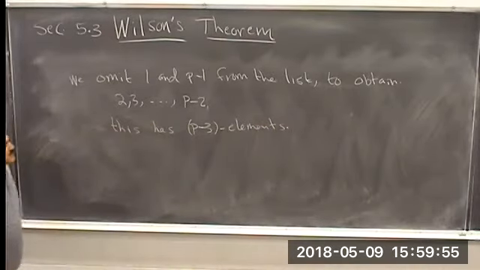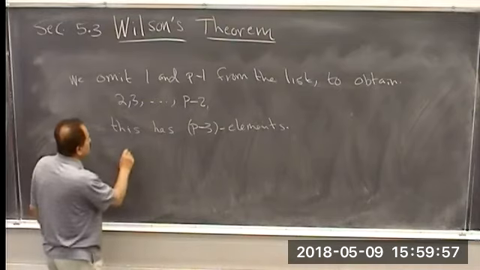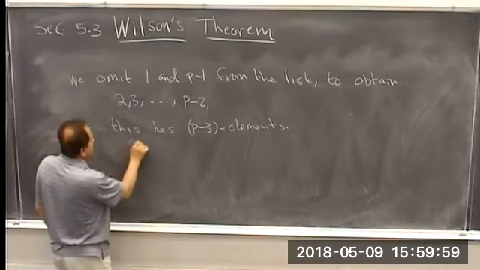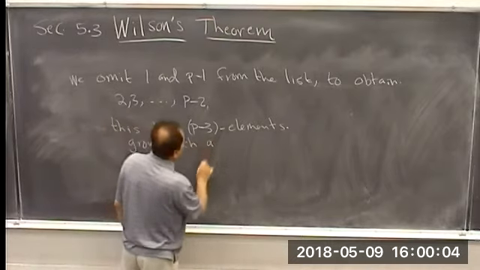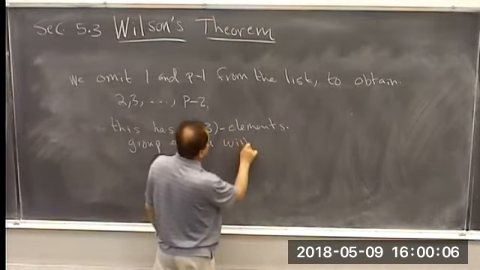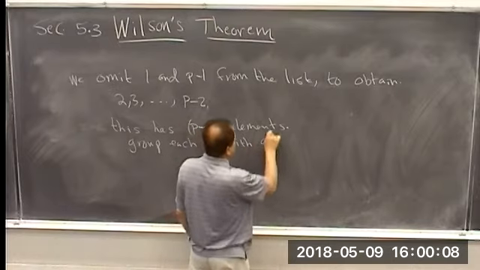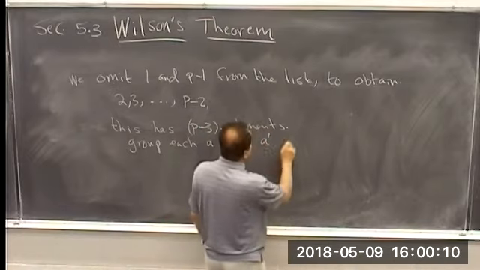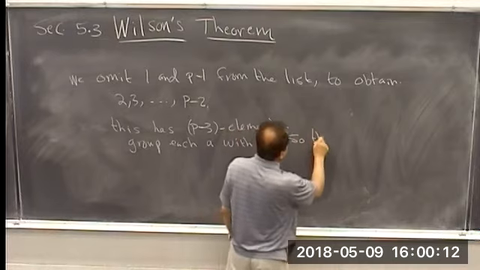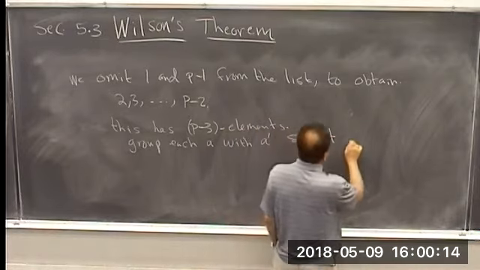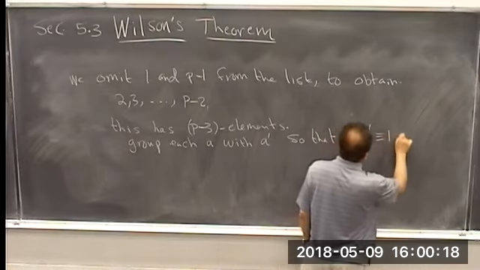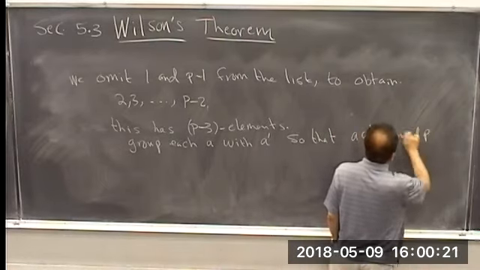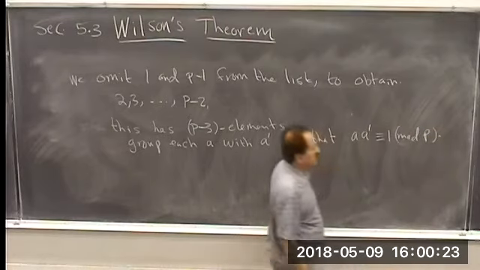All right? So we're going to group each a with a prime, so that a times a prime is congruent to 1 mod p.